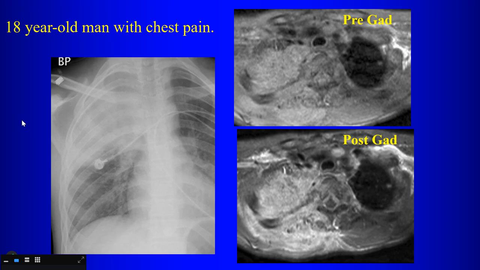This is an 18-year-old with chest pain. So I'm showing you the chest X-ray that shows this obvious large opacity in the right upper lobe, and then pre and post-contrast CT images there. Actually, both of them look like they're post-contrast. Sorry about that. So what can we say about this thing? What's it doing? It's enhancing. What else?